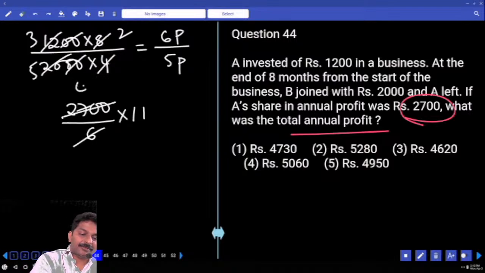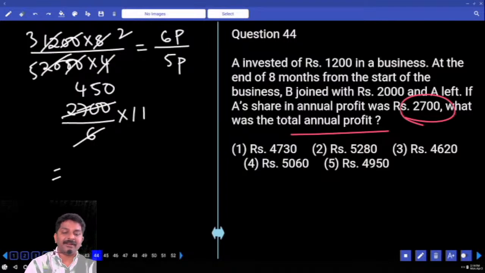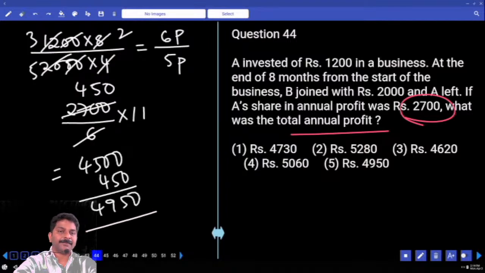6 4 times, how much? 24, 30, 5 and then 0. 4500 into 11, 10 times plus 1 time, 4950.